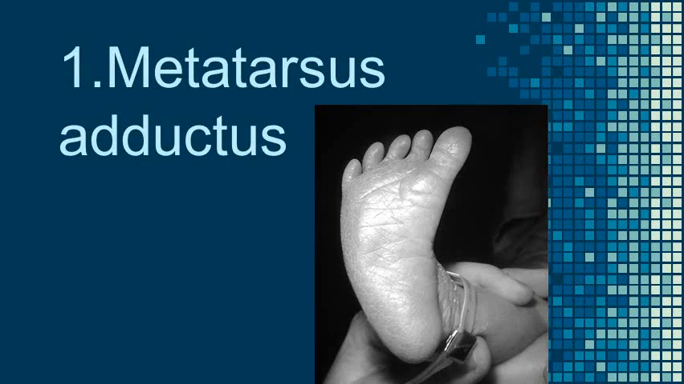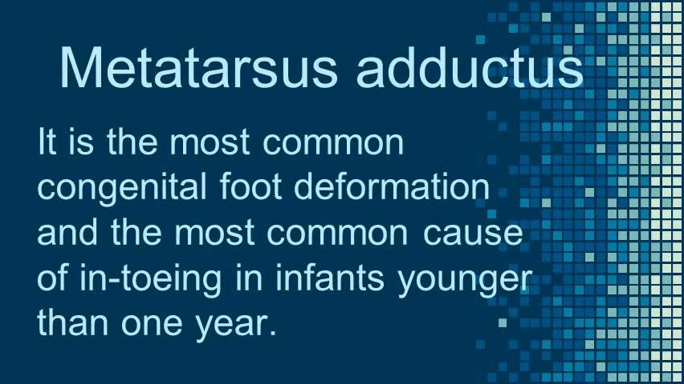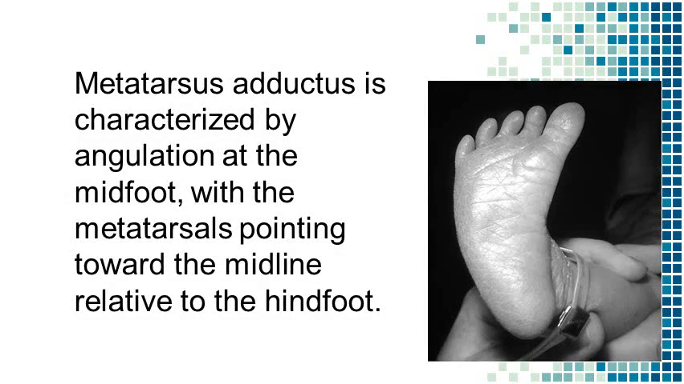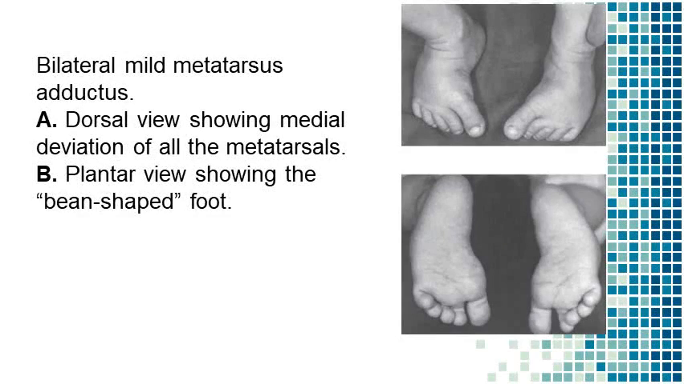Metatarsus adductus is the most common congenital foot deformation and the most common cause of TOEING in infants younger than 1 year. It is characterized by angulation at the midfoot with the metatarsals pointing toward the midline relative to the hindfoot. In bilateral metatarsus adductus, the dorsal view shows medial deviation of all metatarsals and the plantar view shows a bean-shaped or C-shaped foot.